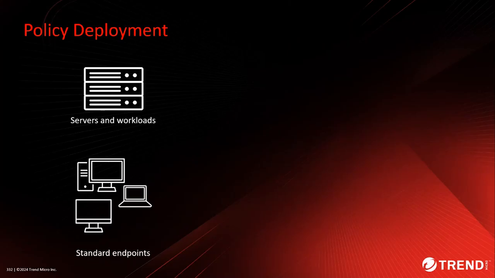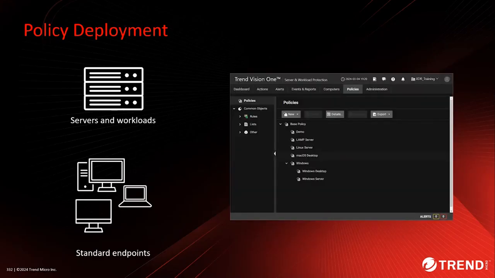A policy consists of a collection of security settings that are applied to servers, workloads, and endpoint computers. To ensure a smooth transition to Trend Vision 1, we've designed the policy deployment process to be familiar and intuitive. For servers and workloads, the deployment process in Trend Vision 1 mirrors what is already in use in Deep Security and Endpoint Security Cloud 1. This familiarity helps streamline the integration and management of security measures.